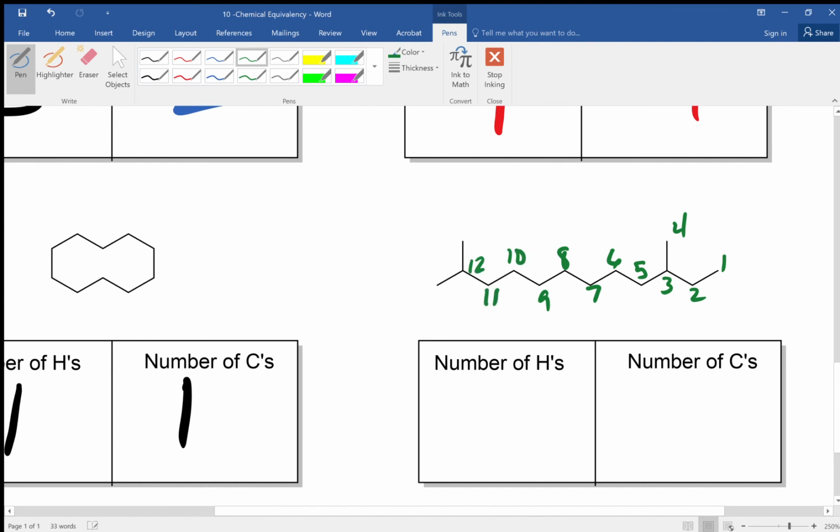The only place we have anything that's equivalent are these two methyl groups at the end. They're both methyl groups, and they're both attached to the same carbon. What about the number of hydrogens? Well, for this molecule, all of our carbons have hydrogens on them, so the answer there is 13 as well.